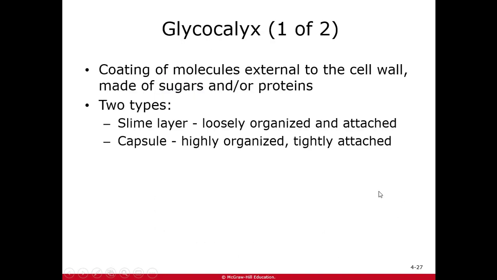Now, it's not an external appendage, but it is an external structure: a glycocalyx. This is a covering on the outside of bacteria cells. It's made up of proteins and sugars, and there are two kinds of glycocalyx coverings on the outside of a bacteria cell. One is called a slime layer, and based on the next picture, you'll see why. And another one is called a capsule.